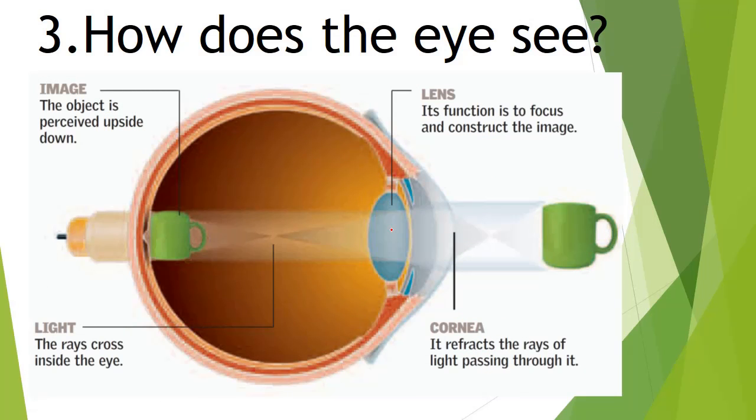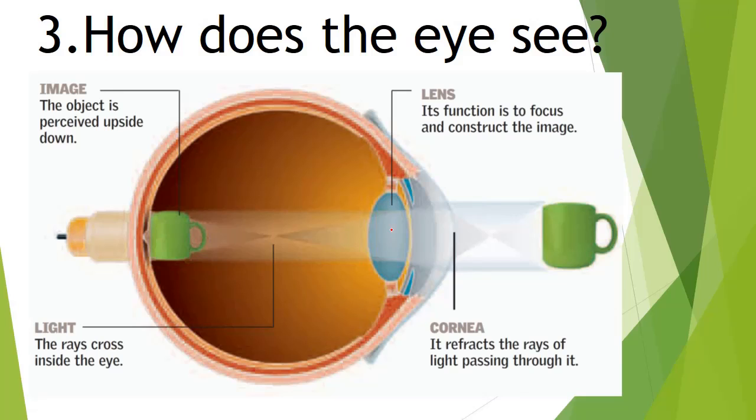Now we will understand how we see an object. As you can see in this slide, suppose there is a coffee mug in front of our eye. Whatever object is there will always reflect light.